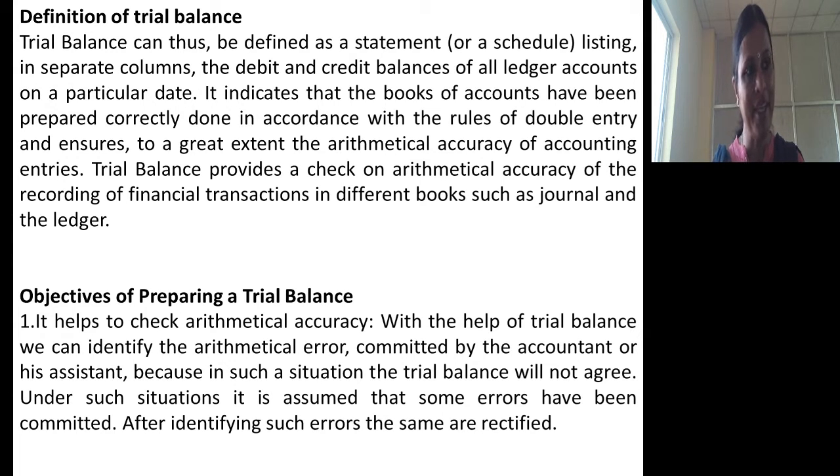So, before preparing final accounts, we prepare a statement showing a list of various ledger account balances, so that we can have arithmetical accuracy of the entries we passed in the journal and posted in the ledger. Try to understand. This statement is nothing but the trial balance.